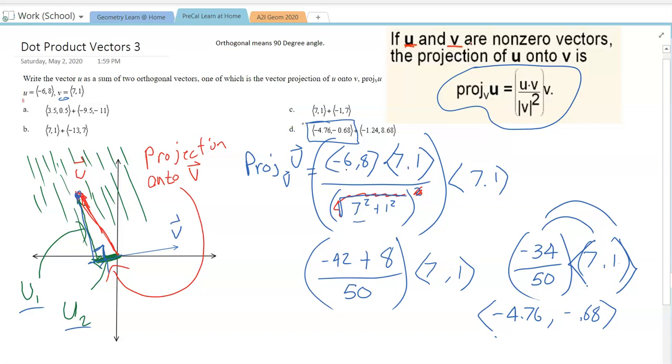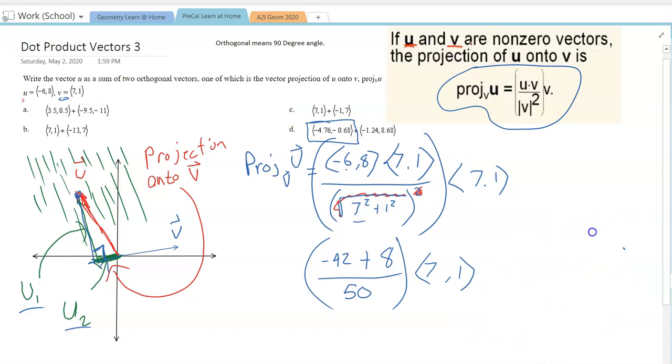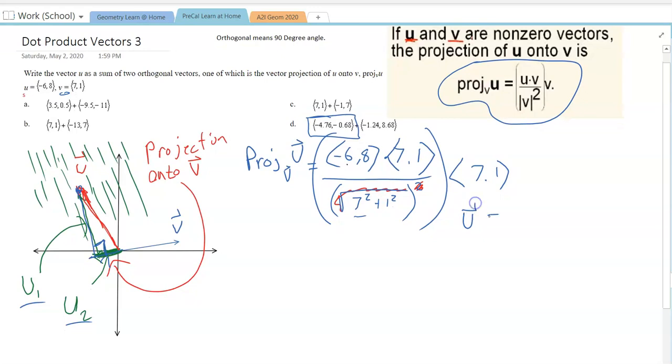Now what we could do from here, now that we have that, is we could actually solve for u1 as well, just to make sure, and we are going to go ahead and do that. So I know that u is the same as u2 plus u1, and if I wanted to solve for u1, I could just subtract u2 from both sides.